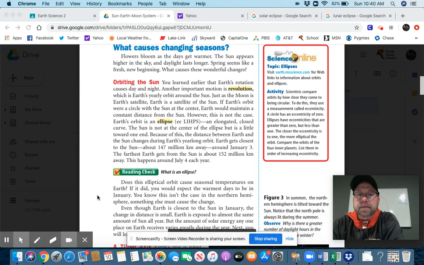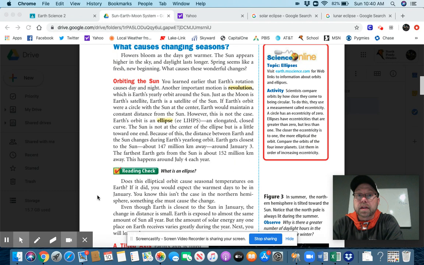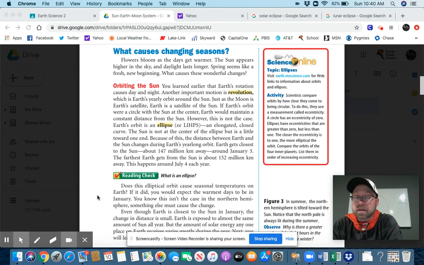Now, what causes the changing seasons? If I had to say the answer in one word, it would be this: tilt. The tilt of the earth causes the seasons. We live in the northern hemisphere, so when the northern hemisphere is tilted towards the sun, we have the most direct energy, and it's summer. When the northern hemisphere is tilted away from the sun, we have less solar energy, and it's winter. So the changing of the seasons is 100% about the tilt of the earth.